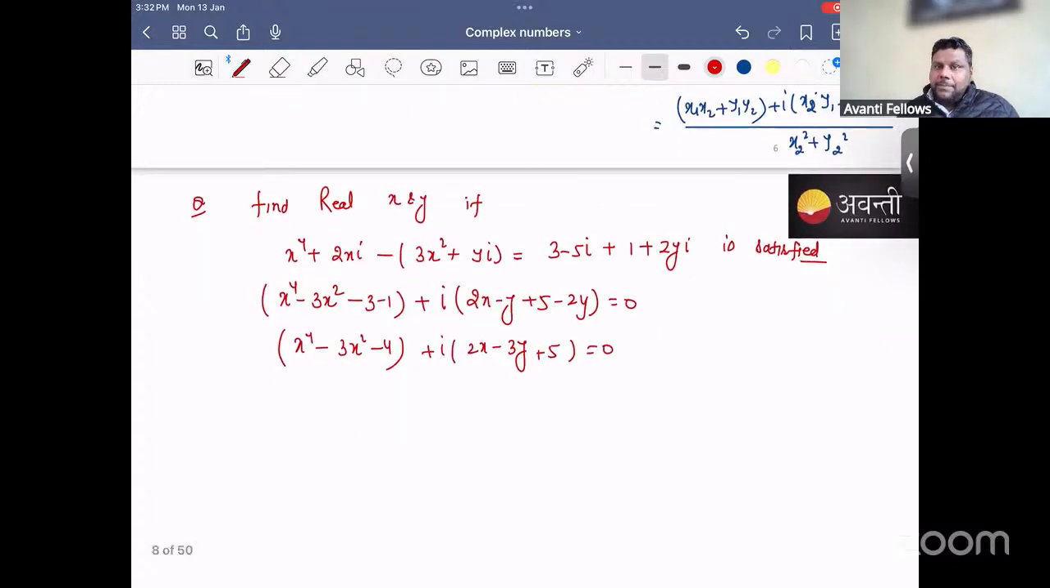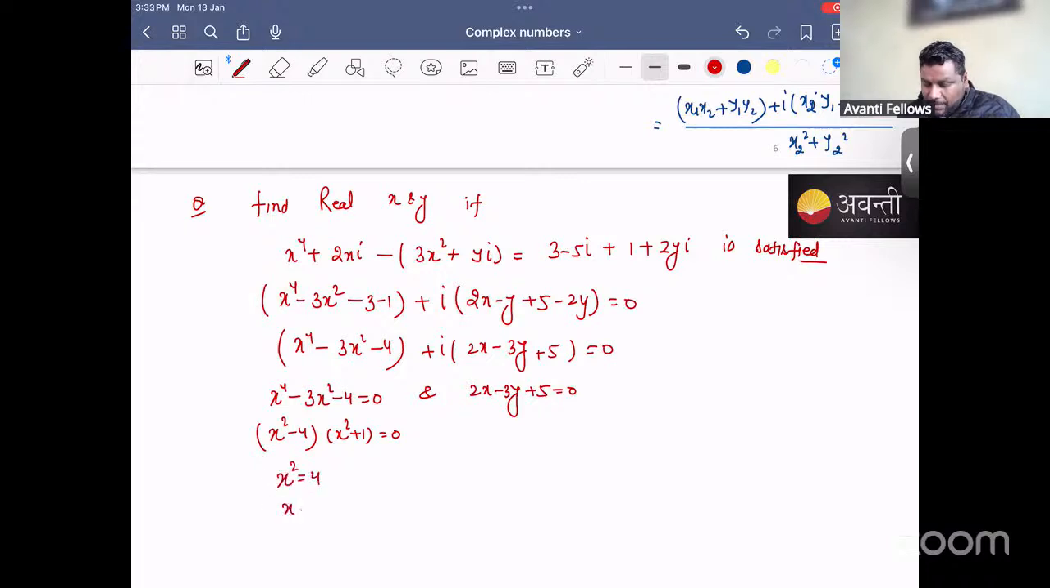Now, as far as the comparison is concerned, real part equal to 0 as well as imaginary part equal to 0. So x to the power 4 minus 3x square minus 4 equal to 0 as well as 2x minus 3y plus 5 equal to 0. Now I have to solve both of them. Got it? See, this can be factorized as x square minus 4 into x square plus 1 equal to 0. So x square is 4, x is plus minus 2.